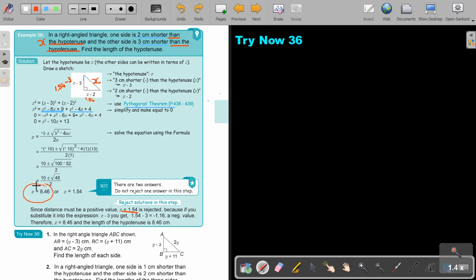What is the other one? It's this one. And then what is the question? Find the length of the hypotenuse. But it's just x, so therefore this is the length of the hypotenuse. Okay.